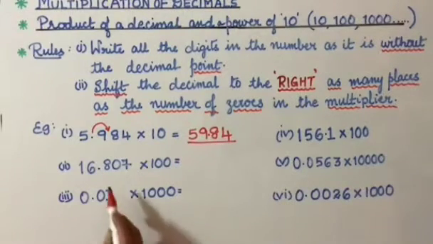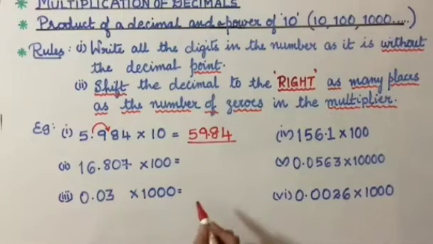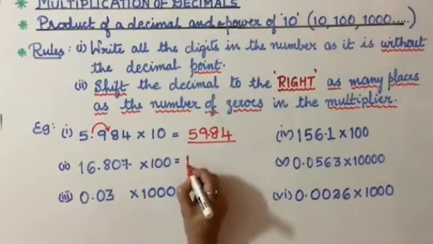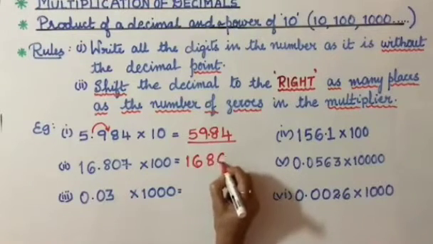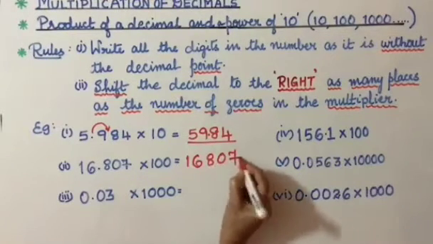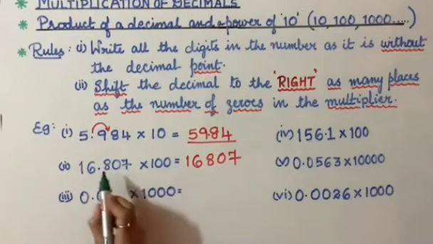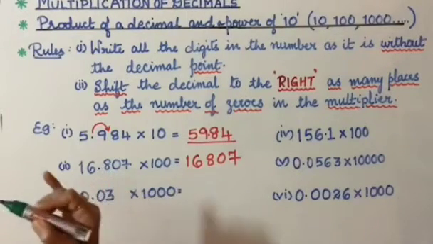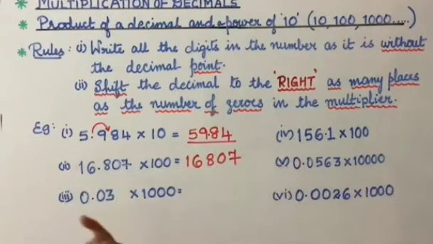Clear? Second one. By now you would have guessed what is the second answer. So what does the rule say? The rule says write the number without the decimal. 16807. Now what do we do? How many zeros are there? Count. We have 2 zeros, 1 and 2. So our decimal will move to the right. Children, in multiplication it will move to the right. It will shift to the right.